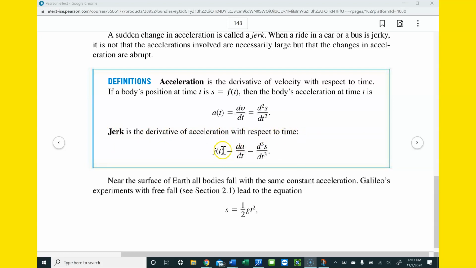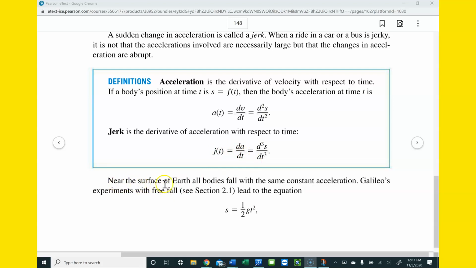So the derivative of position is velocity. The derivative of velocity is acceleration. The derivative of acceleration is jerk. So with all that said, you could say that the jerk is the third derivative of position, or it's the second derivative of velocity, or it's the first derivative of acceleration.